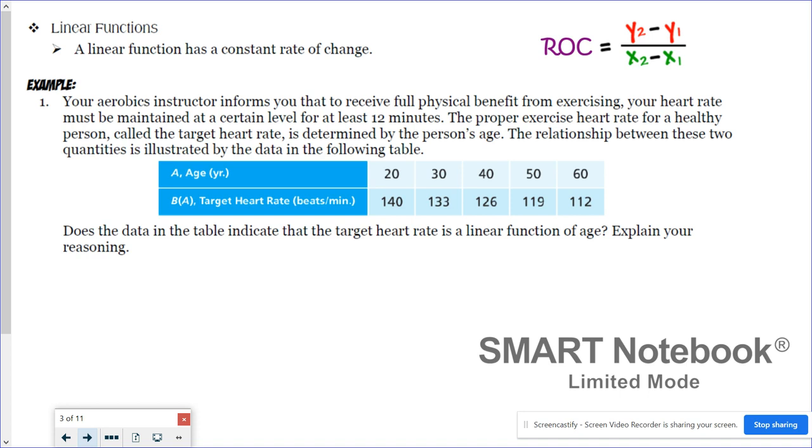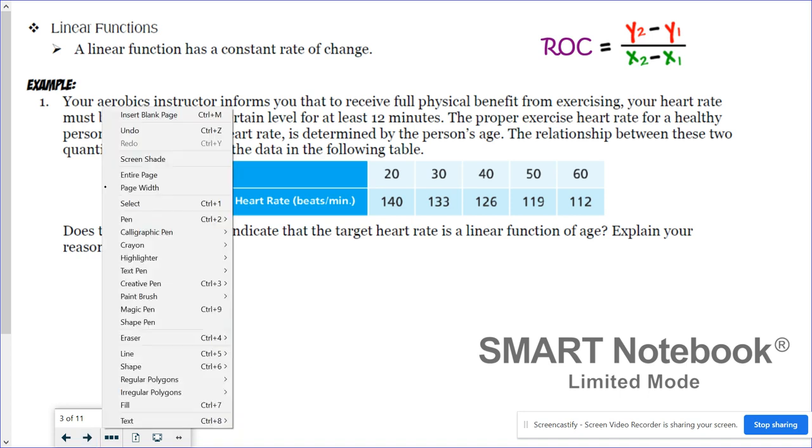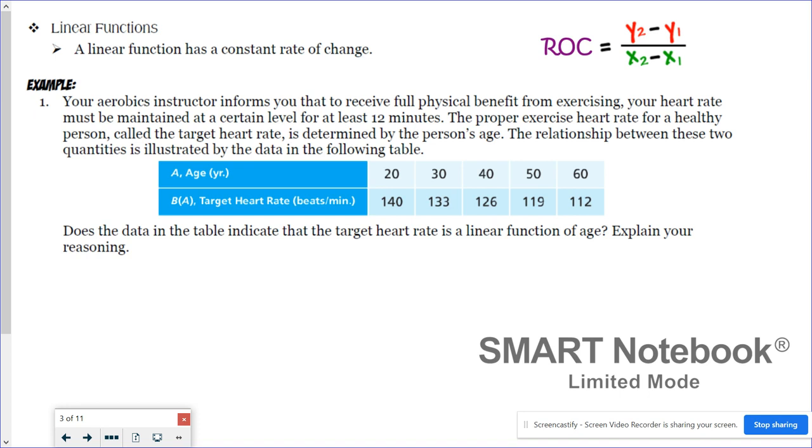So let's take a look at an example. It says your aerobics instructor informs you that to receive full physical benefit from exercising, your heart rate must be maintained at a certain level for at least 12 minutes. The proper exercise heart rate for a healthy person, called the target heart rate, is determined by the person's age, and the relationship between these two quantities is illustrated by the data in the following table. Does the data in the table indicate that the target heart rate is a linear function of age? Explain your reasoning.